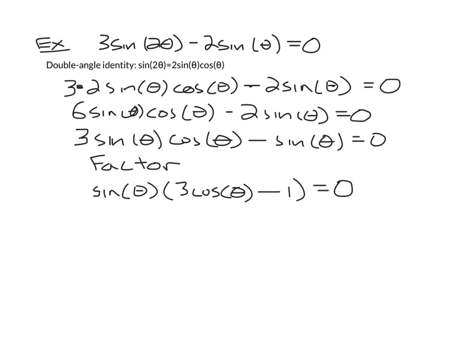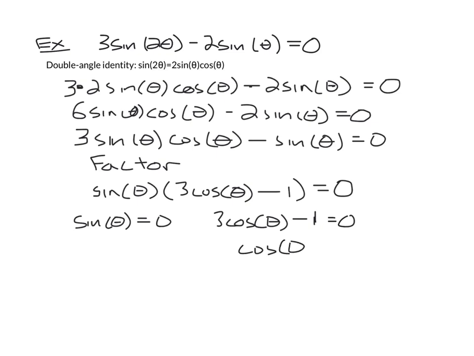All right, and now, by the principle of zero products, we have to have either sine of theta equals 0, or we have to have 3 cosine of theta minus 1 equals 0. This part over here is pretty much already taken care of. This part over here is going to require a tiny bit of solving, and I think I can skip a step. Add 1 to both sides and then divide both sides by 3. We get cosine of theta equals 1/3.